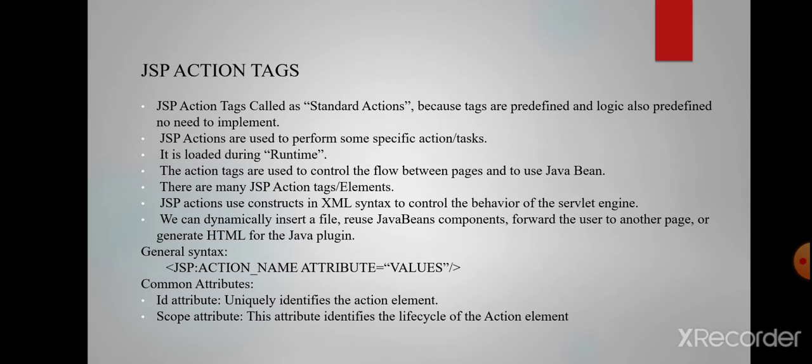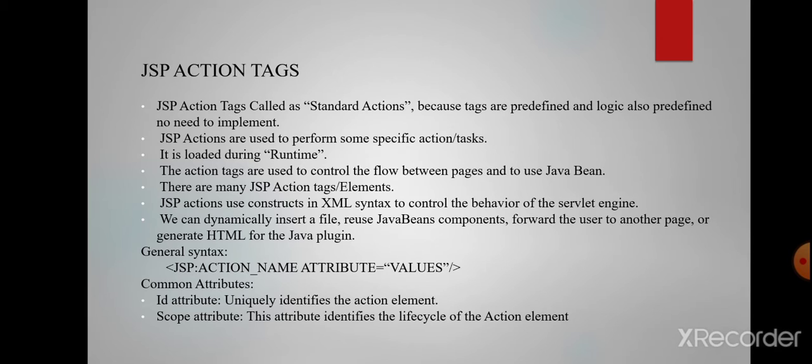It is loaded during runtime. The action tags are used to control the flow between pages and to use Java Bean. There are many JSP action tags or elements. JSP action tags use constructs in XML syntax to control the behavior of the servlet engine. We can dynamically insert a file, reuse Java Bean components, forward a user to another page, or generate HTML for a Java plugin.